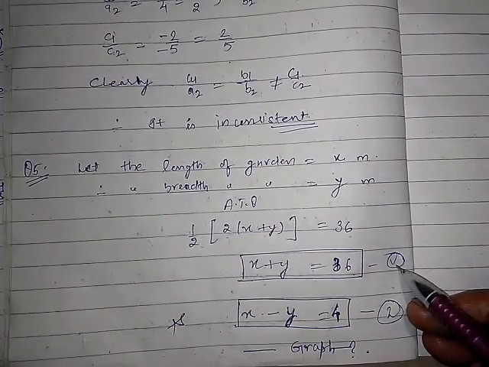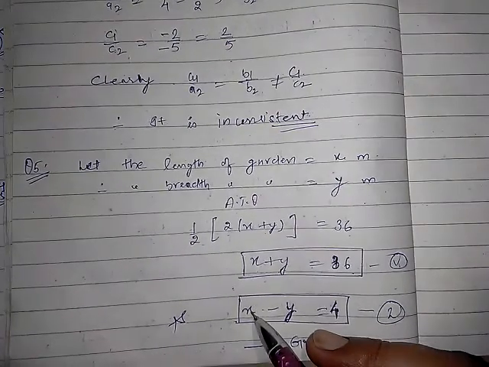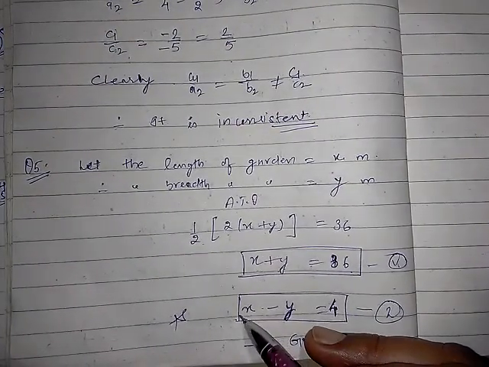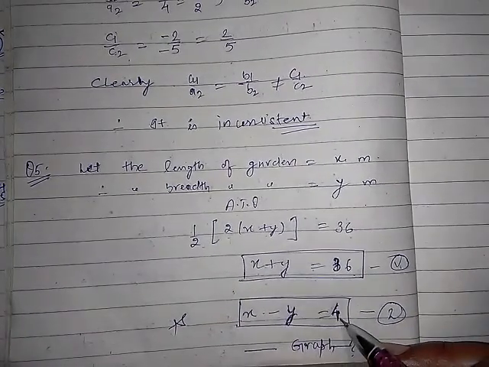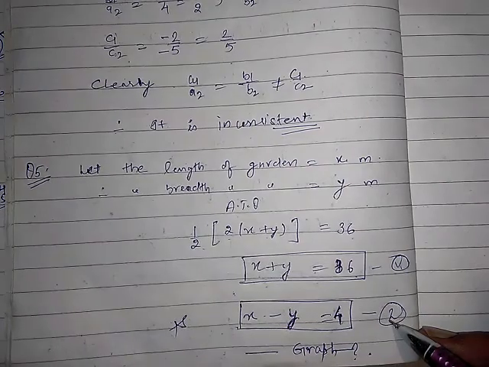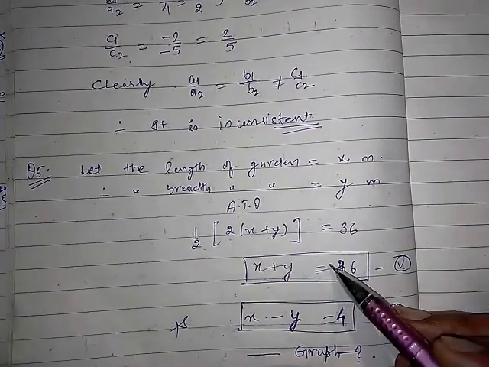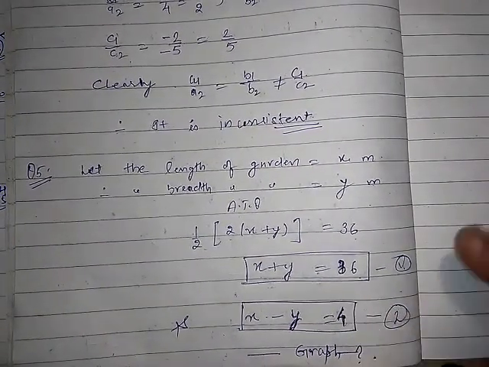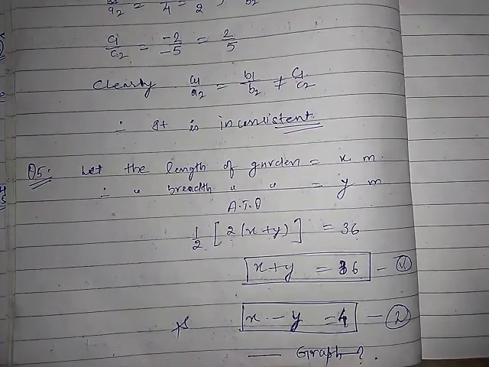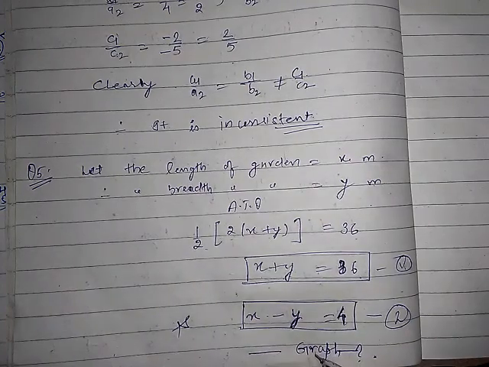Then according to the second condition, the length is 4 meter more than the breadth. It means length minus breadth will give you is equal to 4. So that will make your second condition, right? So now you need to find out the dimension. Dimension means you need to find out x, y. It means you need to find out the solution. Solution you have to find out with the help of a graphical method.